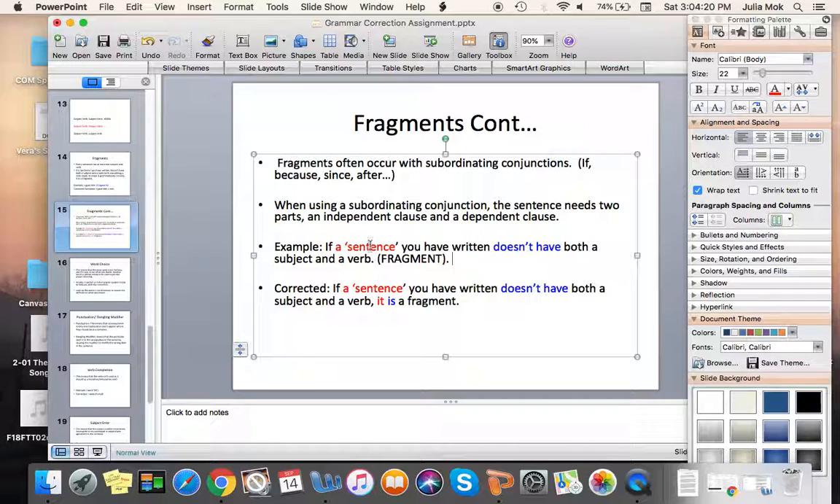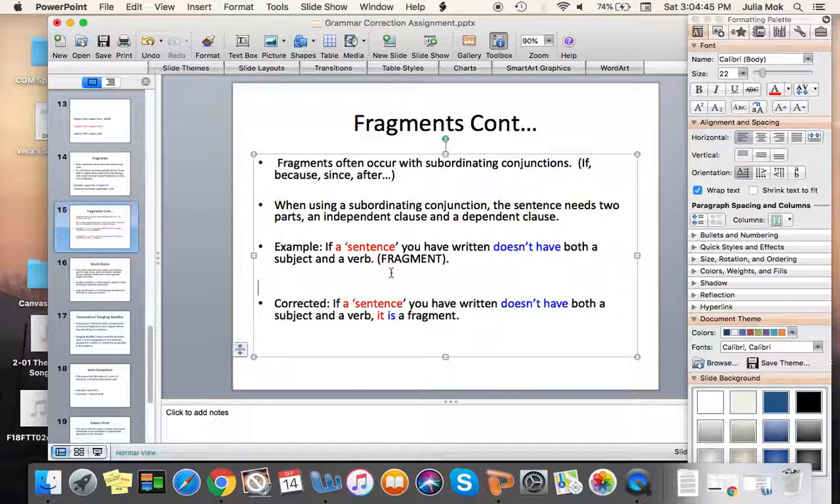If is one of our subordinating conjunctions. We have if with a subject and a verb, and then a period. We cannot do that because the word if, a subordinating conjunction, makes this a dependent clause. That means it cannot be a sentence on its own. It needs an independent clause with it.